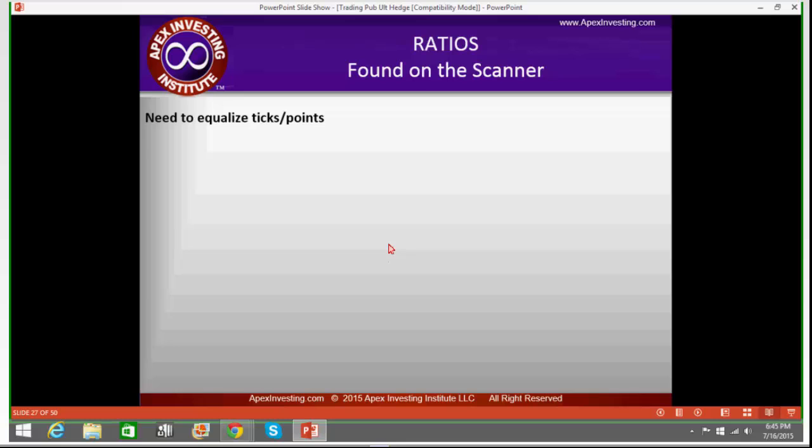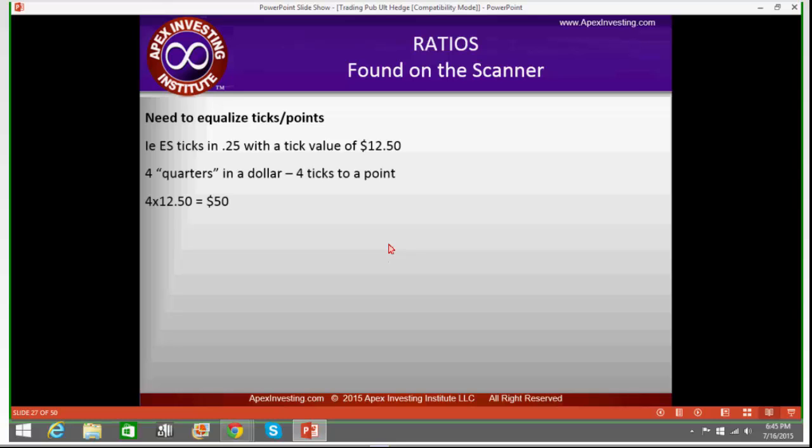So let's talk about some ratios here. How do you know how many spreads you need? Well, for example, if you're trading the ES, it ticks in 0.25, ticks in quarters, with a tick value of 12.50. So 4 quarters in a dollar, 4 ticks to a point, 4 times 12.50, 50 bucks. 50 bucks a point for ES, for example, right?